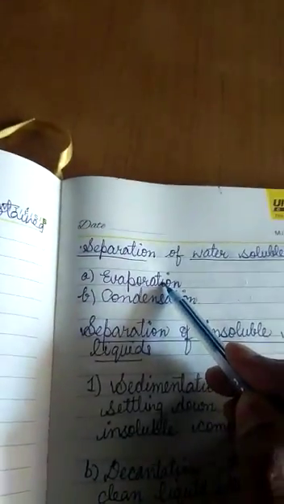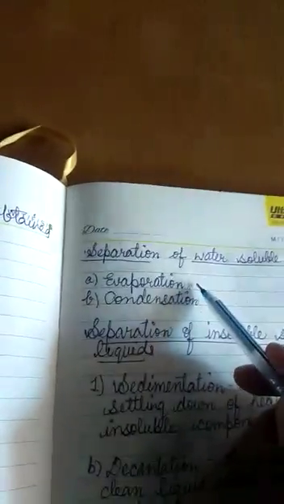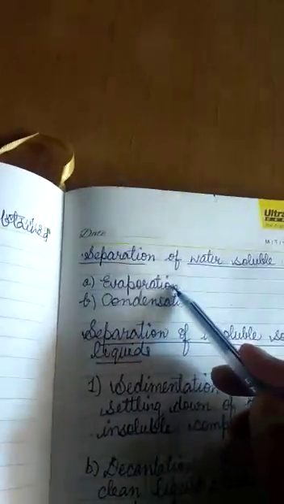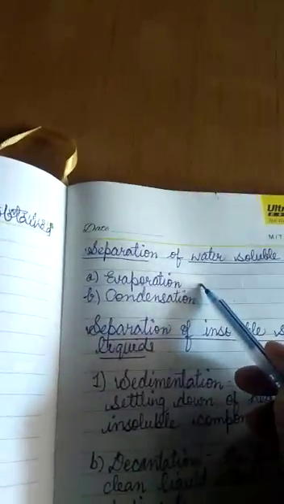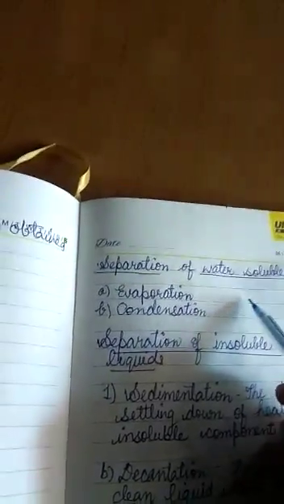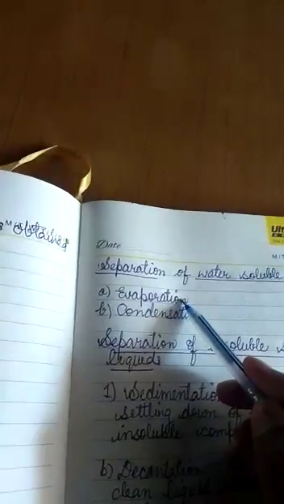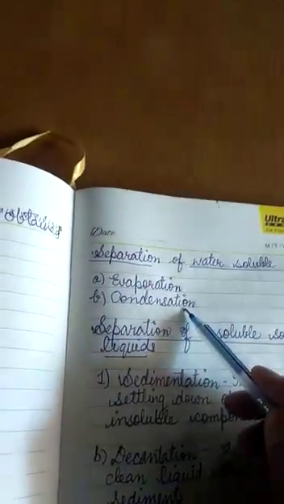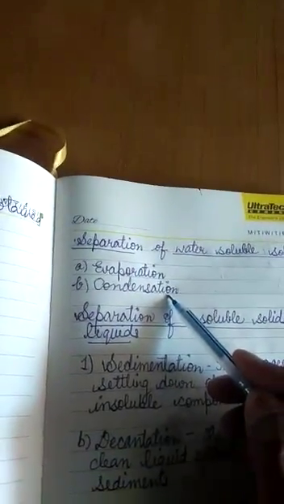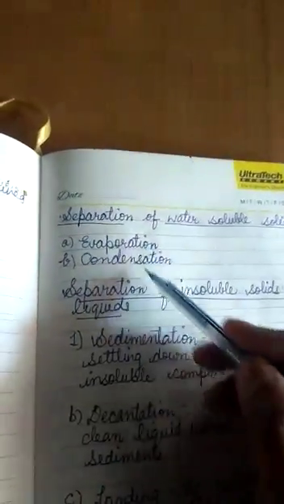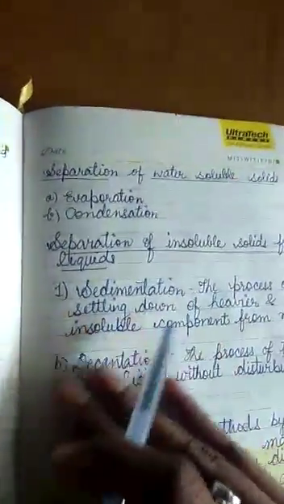What is evaporation? The process in which a liquid changes into vapors by heating is called evaporation. And condensation: when vapors are cooled, they change into liquid, and the process is called condensation. So, water-soluble solids are separated with the help of the methods of evaporation and condensation.